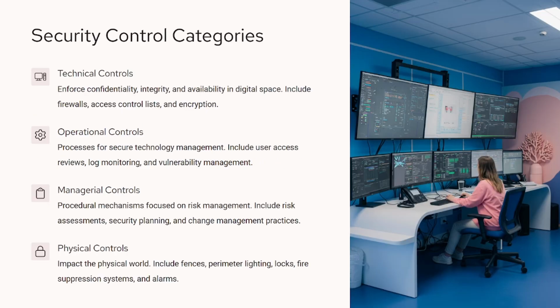Security controls are categorized based on their mechanism of action and the way they achieve their objectives. And there are 4 different categories of security controls. These 4 different categories include technical controls, operational controls, managerial controls, and physical controls.